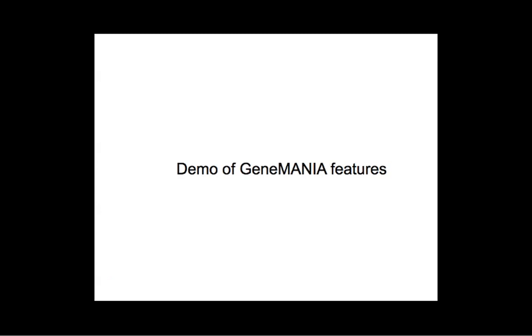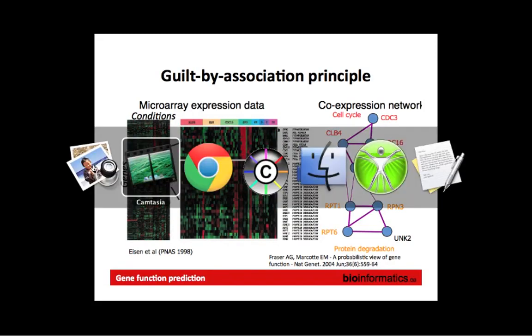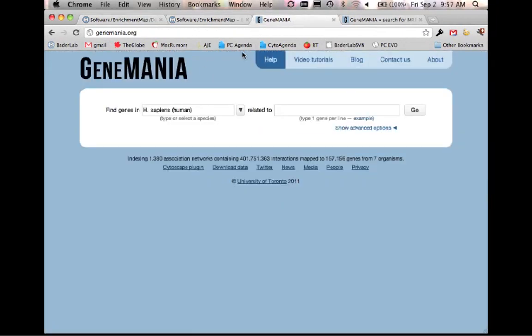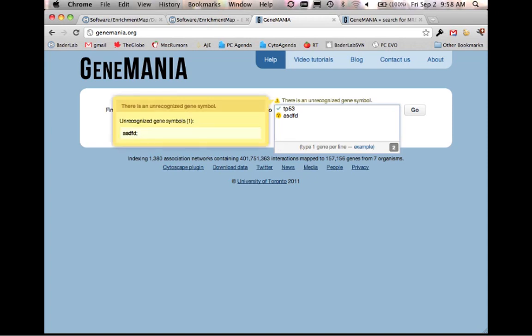So I'll just quickly show you a demo of GeneMANIA, and then I'll talk about the concepts behind GeneMANIA. Okay, so here's the genemania.org website, and I can choose to find genes that are in different species. Right now there are seven major model organisms that are present in the system. So if I'm interested in a set of genes in human, I can type in those genes there. And if I type in a gene that GeneMANIA doesn't recognize, then it will tell me. It says there's an unrecognized gene symbol. You have to fix that.